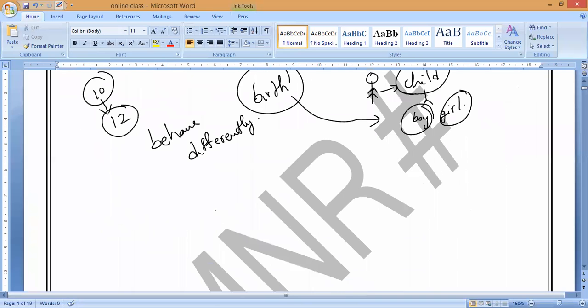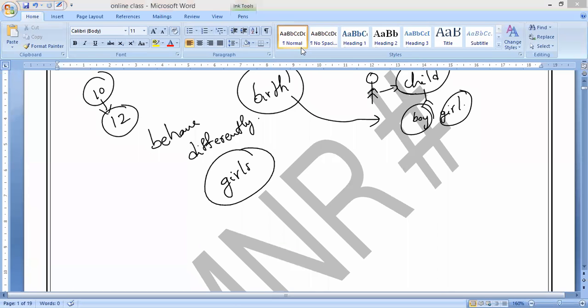Whatever changes start with this rapid growth and body changes in the teenage, they start first in girls only, and it is observed much faster compared to boys. That is what is happening. So now if you see here, we can call the time between childhood and growth, that is what I'm saying.